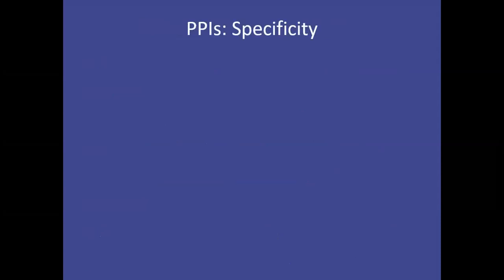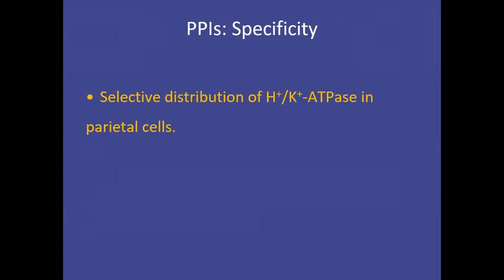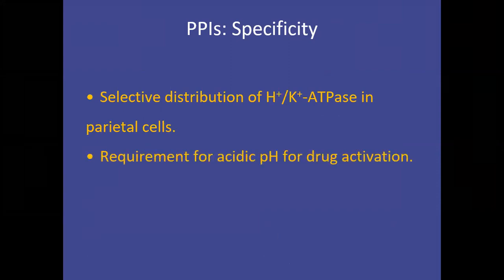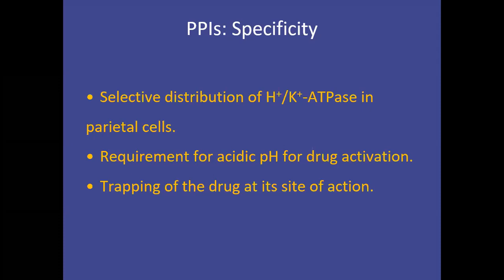The specificity of these drugs is conferred due to the following factors. There is a selective distribution of the proton pump in the parietal cells, nowhere else, only here. There is a requirement for acidic pH for drug activation, and a highly acidic medium is only in the stomach. And there is trapping of the drug at the site of action. All these characteristics confer specificity on proton pump inhibitors only for the inhibition of the proton pump in the stomach.